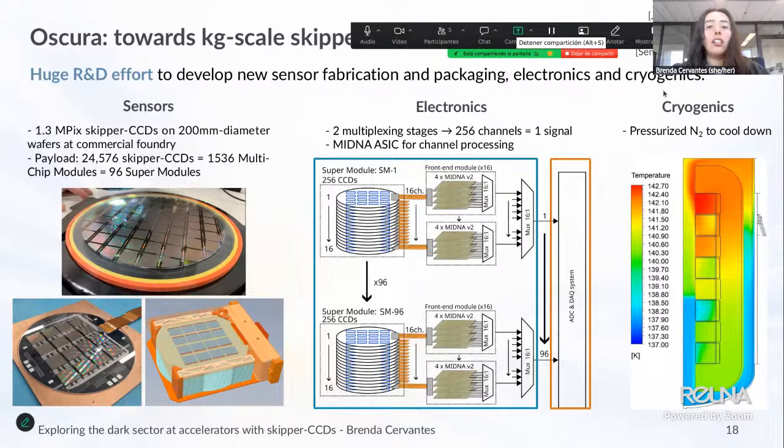And also in Oscura, we developed a new way to cool down all the sensors. The idea was to embed all these devices inside an atmosphere of pressurized liquid nitrogen.